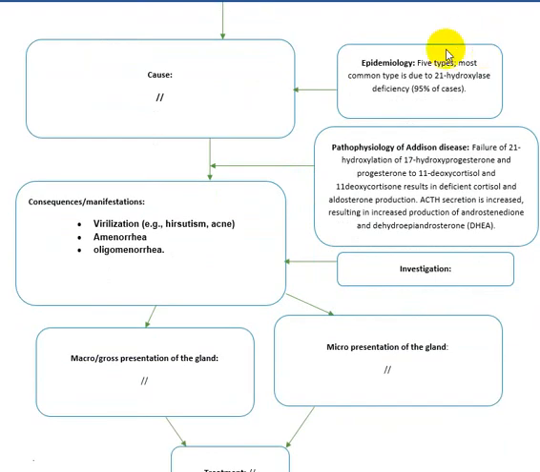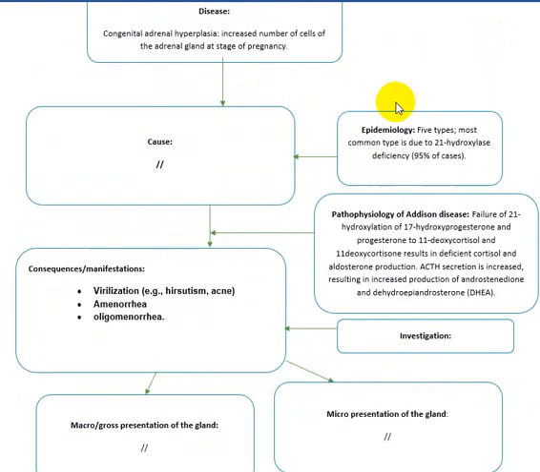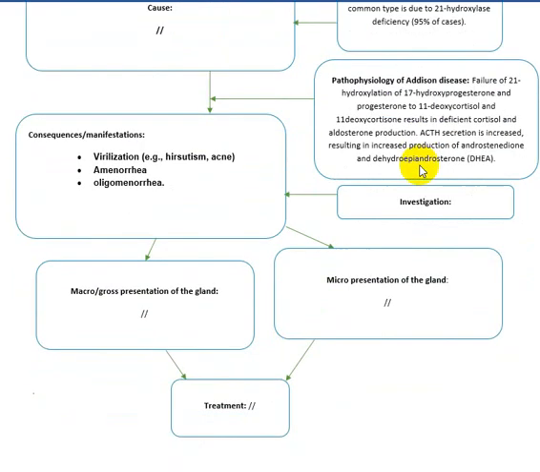Epidemiology: 5 types. The most common type is 21 hydroxylase deficiency. So you see that with congenital adrenal hyperplasia there's only 21 hydroxylase deficiency, while in case of Addison disease we see 21 hydroxylase deficiency and 17 hydroxylase deficiency. Now the consequences: you're going to have amenorrhea, oligomenorrhea.